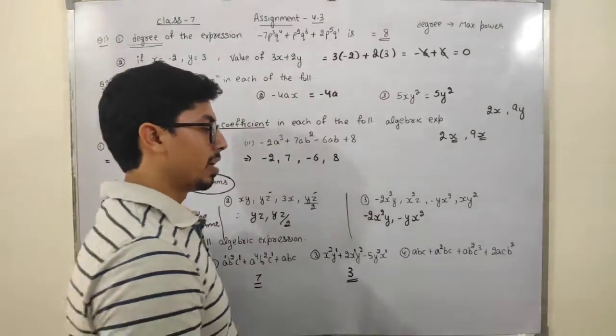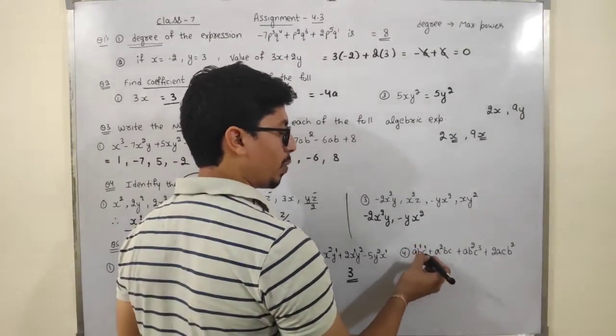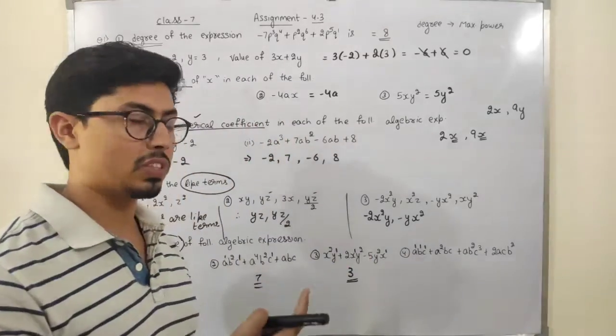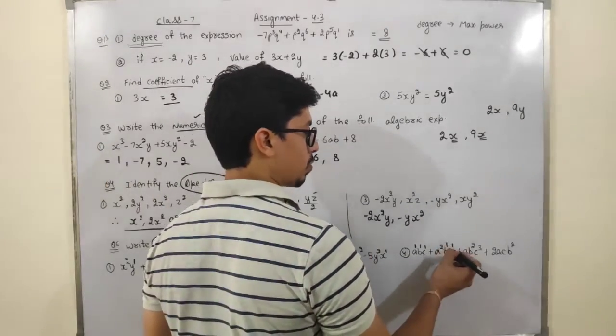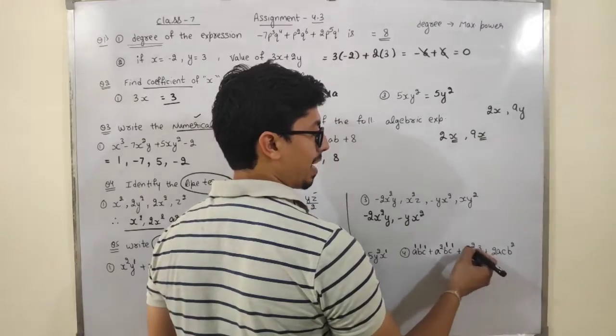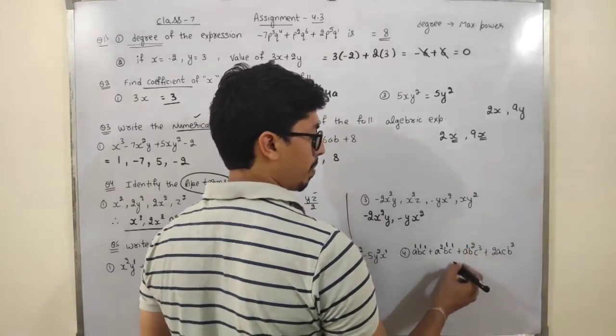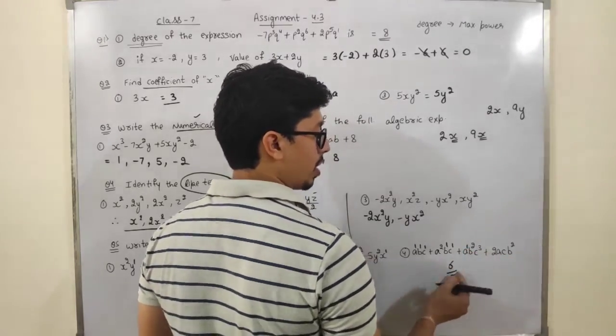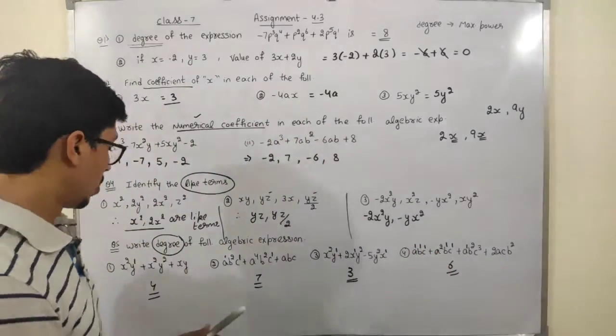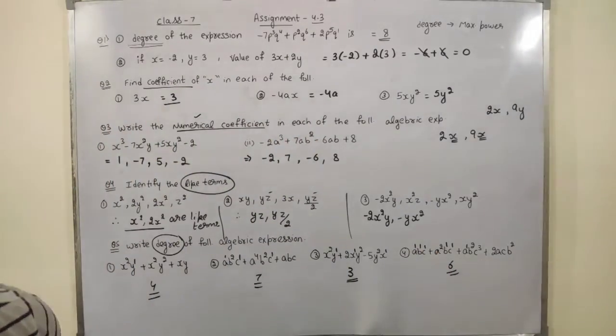Okay. Now here power is nothing, so I can write 1, 1, 1. 1 plus 1 plus 1, 3. 2 plus 1 plus 1, 4. See, 3 plus 2 is 5, plus 1, 6. So yes, this is maximum because this is 4. So the degree is 6. So this is our question number 5, students.